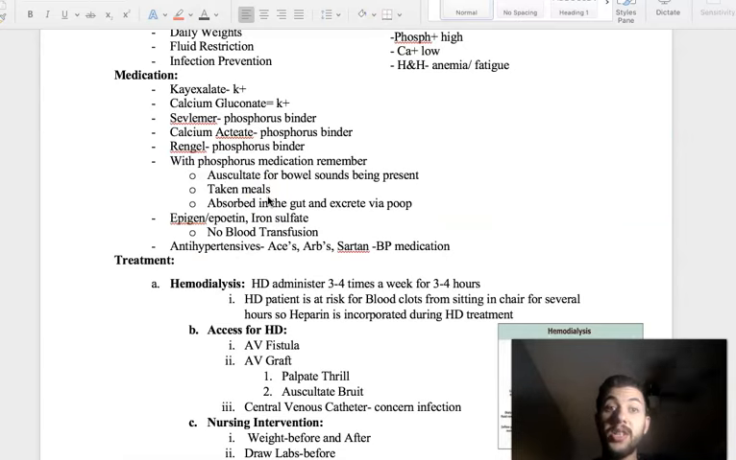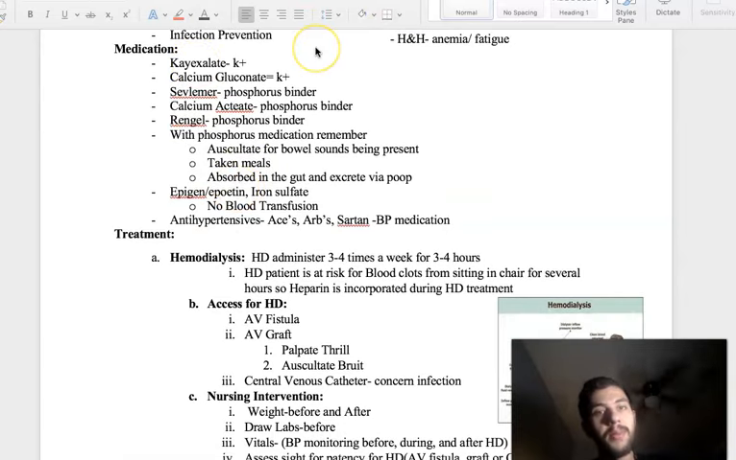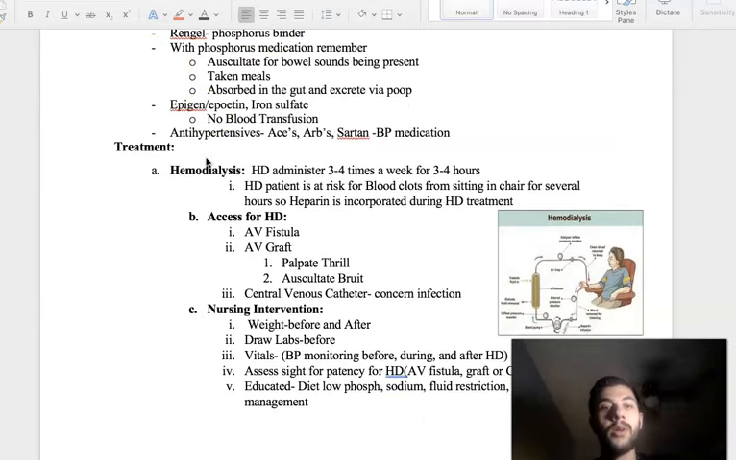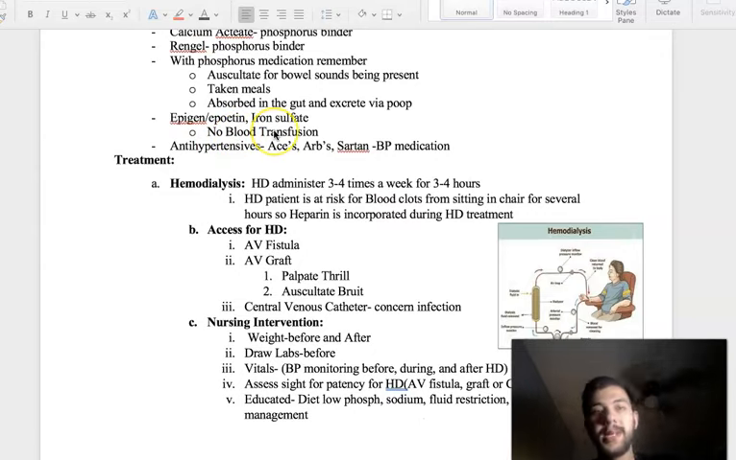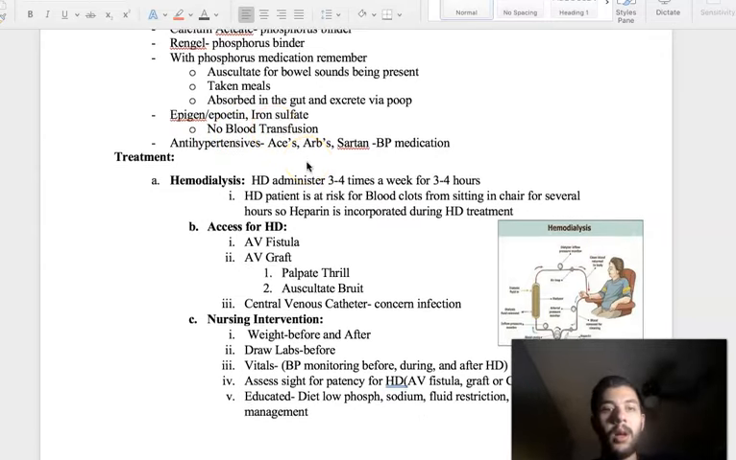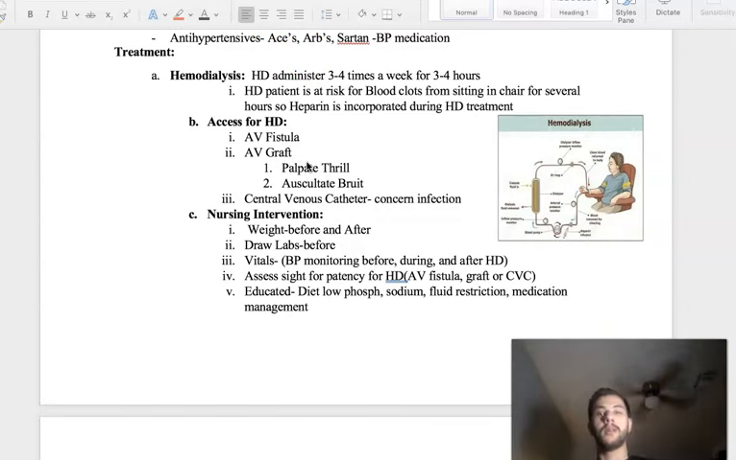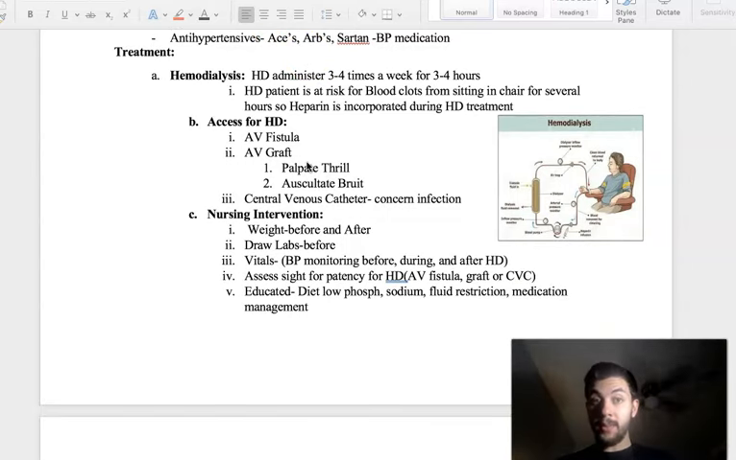As far as medications, you're going to give Kayexalate to keep the potassium, calcium gluconate for the potassium, sevelamer as a phosphorus binder, calcium acetate, Epogen and epoetin or iron sulfate. It just depends on the patient. Treatment. So we have hemodialysis. Basically, it's administered 3 to 4 times a week for 3 to 4 hours. Okay.